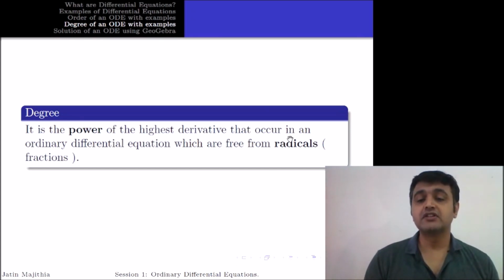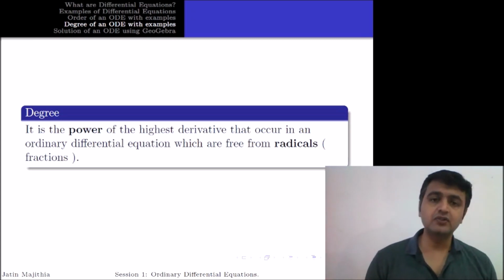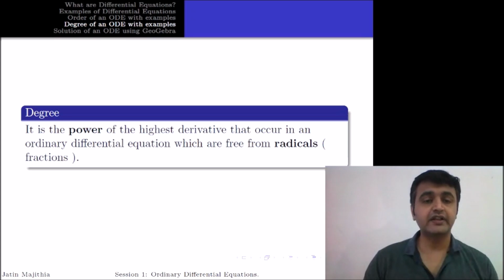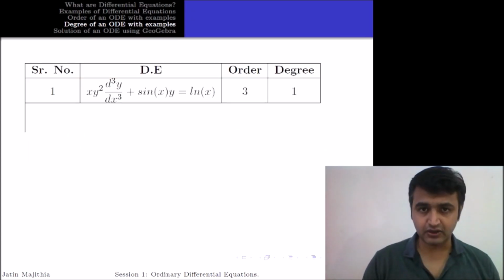And your differential equation should be free from radicals. Radicals means what? Fractions. Like you should not have something raised to 1 by 2, or something raised to 3 by 2. If such a thing is there, you first remove those fractions by squaring or by cubing both sides. And once you remove those radicals, then you see what the degree is. So in degree you have to make sure the differential equation does not contain any radicals. For order it's okay, but for degree this is the point which one has to take care of.